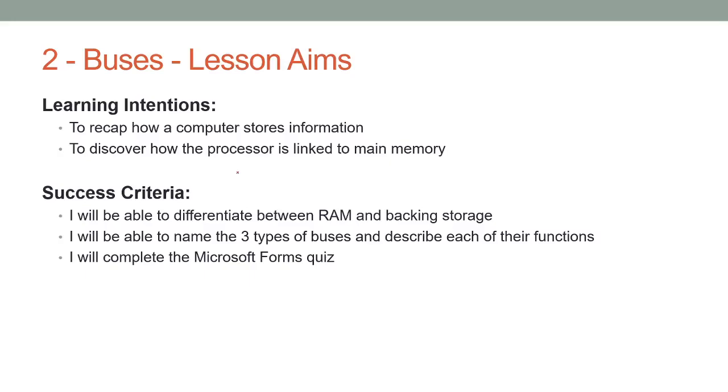We're going to be looking at buses in this lesson, following on from the processor last time. And we're going to be recapping memory itself, just so we're all clear on that, and then how the processor is linked to memory. And the thing that links them is called buses, and we're going to be looking at what each type of bus does.